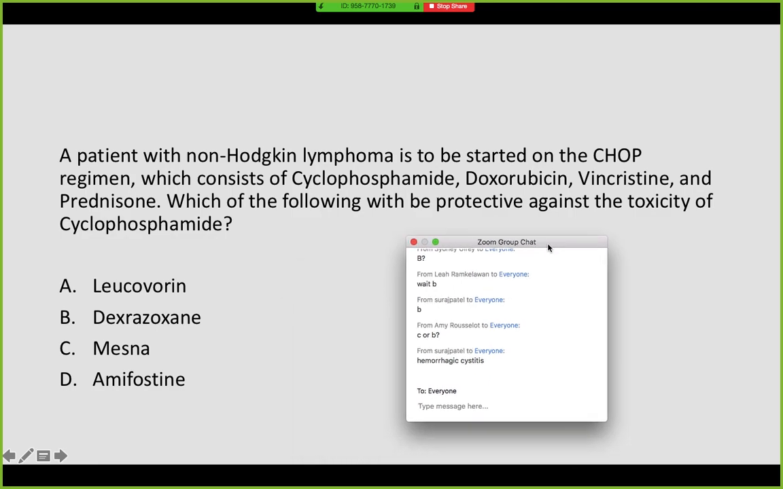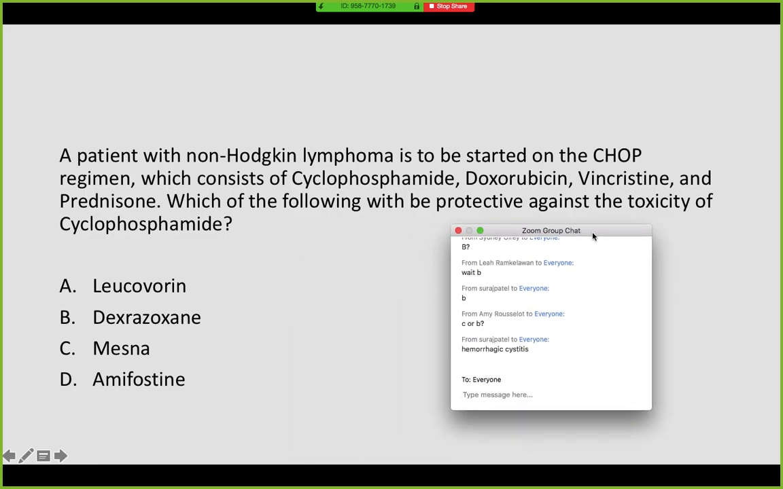All right. A patient with non-Hodgkin lymphoma is to be started on the CHOP regimen, which consists of cyclophosphamide, doxorubicin, vincristine, and prednisone. Which of the following will be protective against the toxicity of cyclophosphamide? Right, so the correct answer here is Mesna.